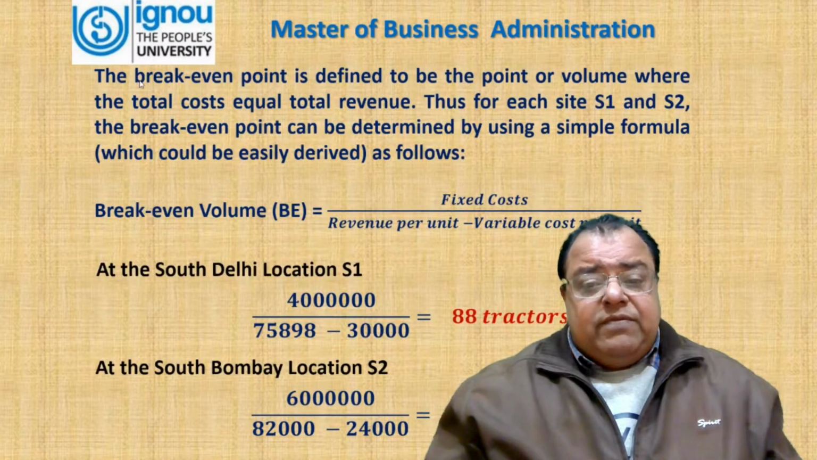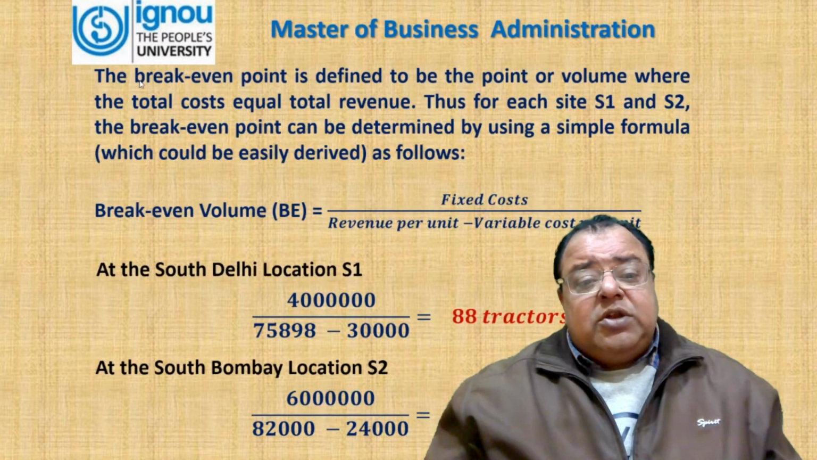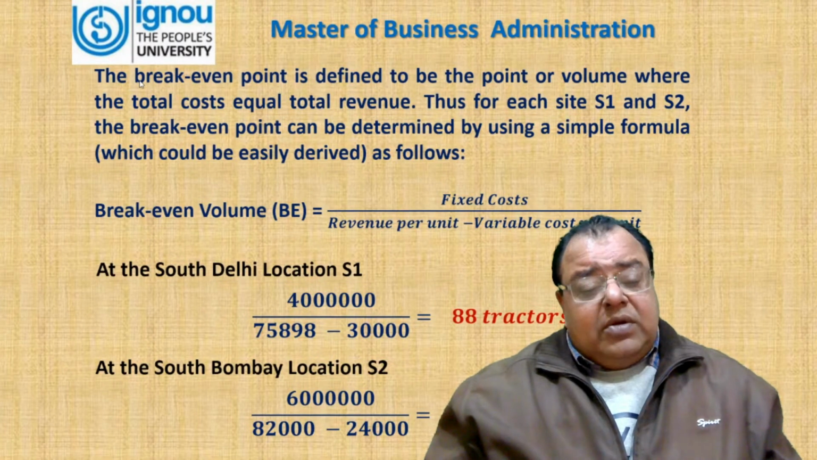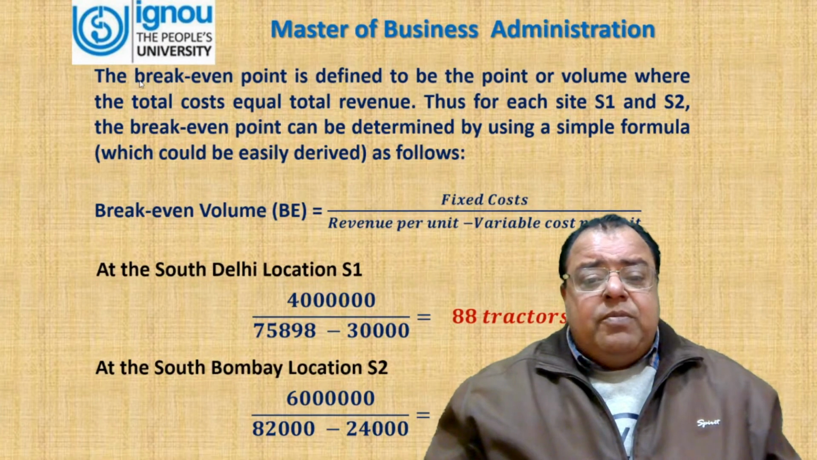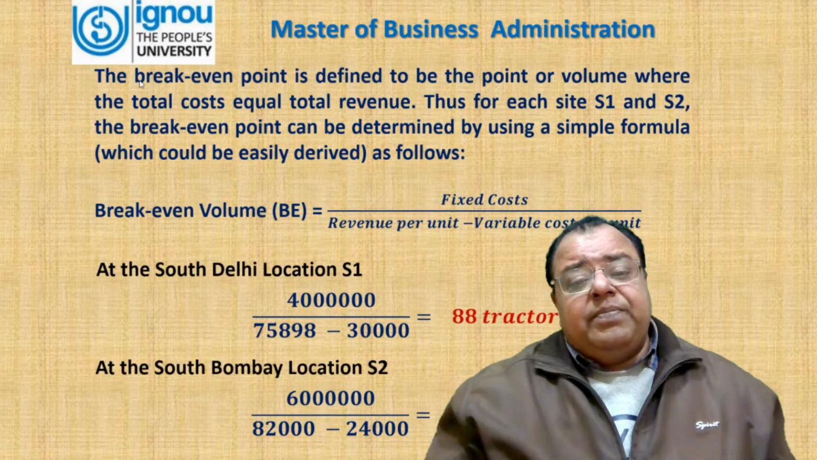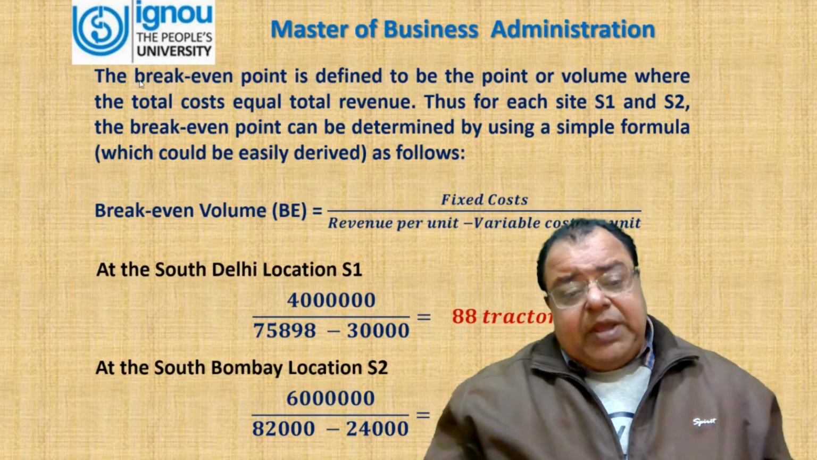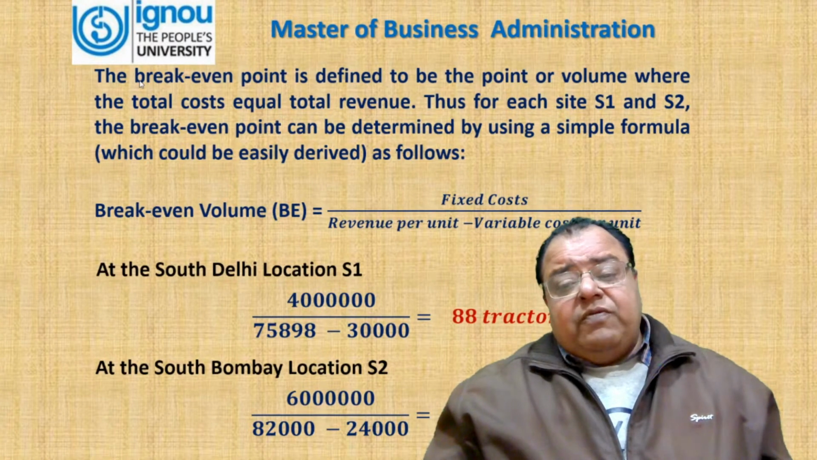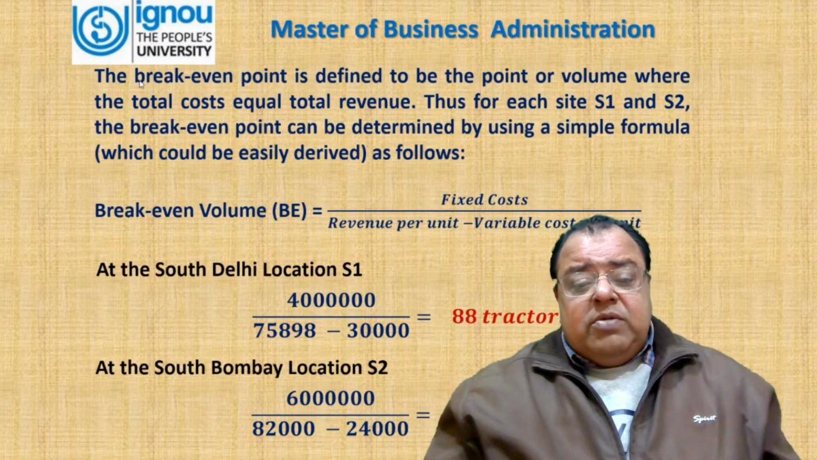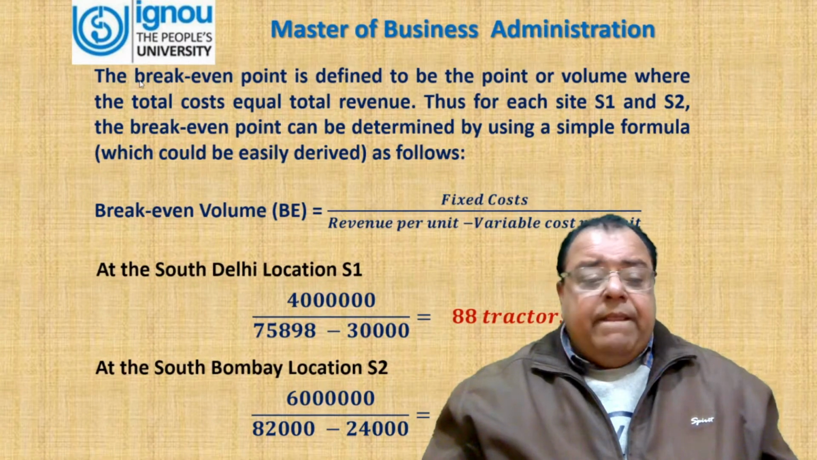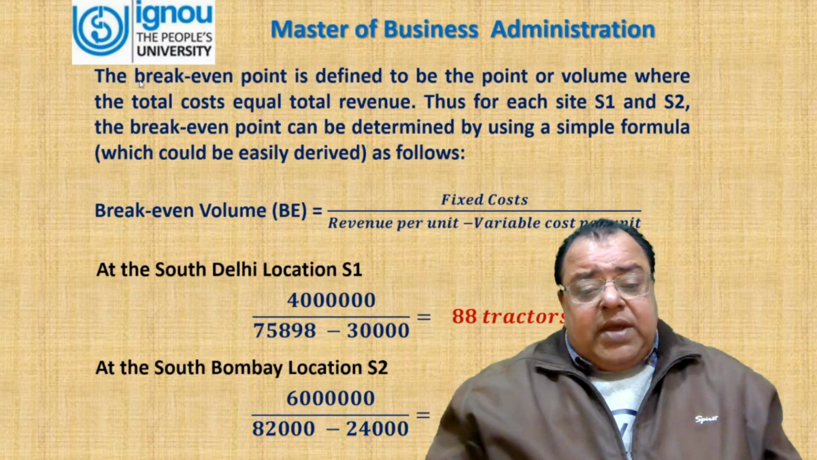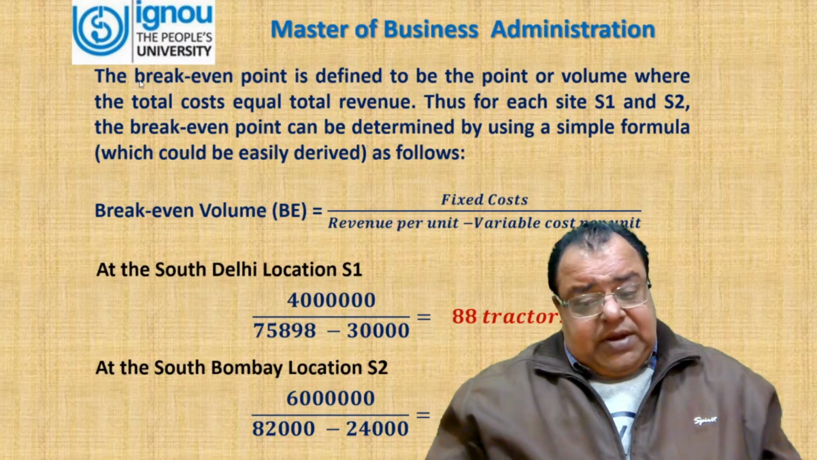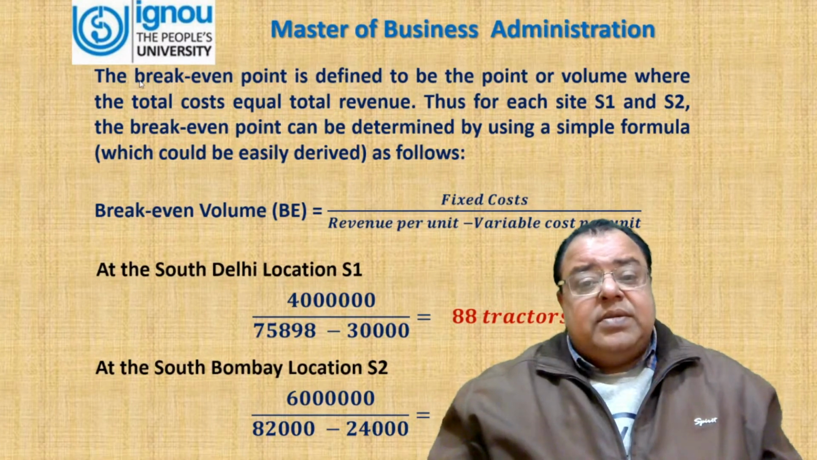The break-even point is defined to be the point or volume where total cost equals total revenue. Thus, for each site S1 and S2, the break-even point can be determined by using the simple formula, which is break-even volume (BE) is equal to fixed cost divided by revenue per unit minus variable cost per unit. So here we see that after calculating, for South Delhi location S1, we got 88 tractors. And for South Bombay location S2, we got 104 tractors.